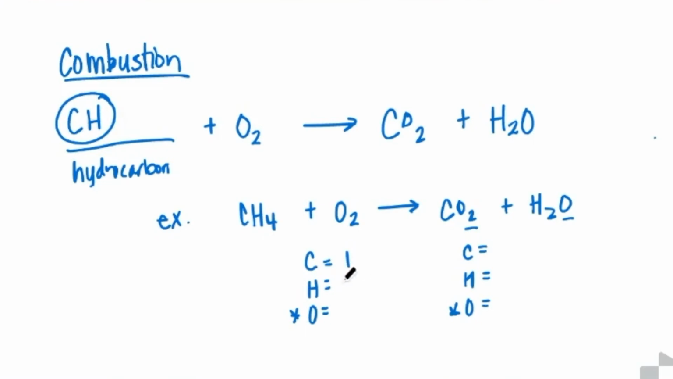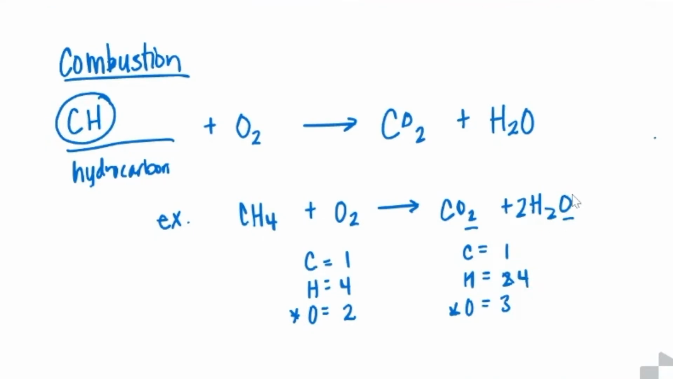We have 1 C on the reactant side, 4 hydrogens, 2 oxygens, and then on the product side, I have 1 carbon, I have 2 hydrogens, and I have 3 oxygens. Again, focus on C's and H's first. They're going to be easier to balance. Since my C's already match, I'm going to move to my H's. I'm going to put a 2 here, giving me 4 hydrogens.